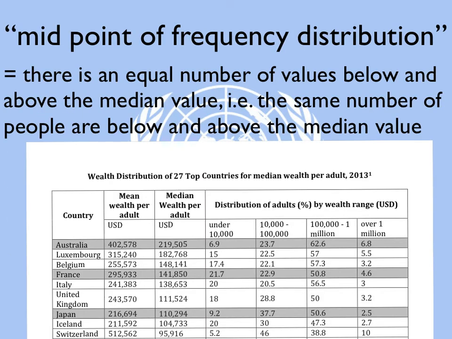The reason why I like the median better than the mean is that I understand it better. So the median means that there is an equal number of values below and above the median value. So let's say that in Australia, the median wealth for adults is about $220,000 US. Well, I understand that there are an equal number of people above 220,000 and below 220,000, which is something that I don't know when you use the mean or average.